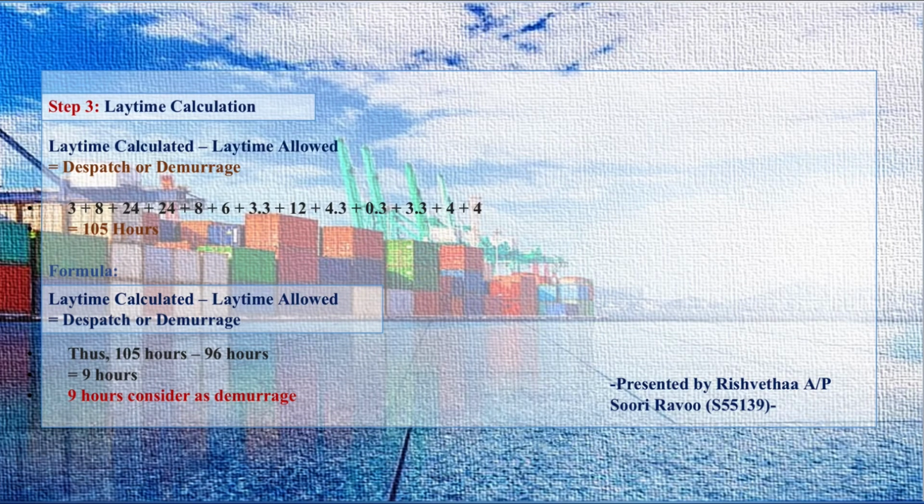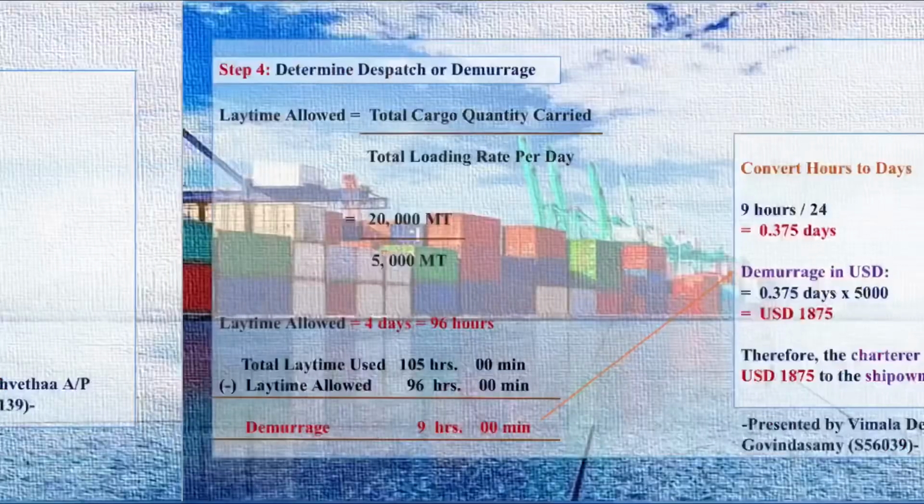After preparing the late time sheets, we can calculate the late time by adding all the time used, which totals to 105 hours. Next, we calculate the demurrage or dispatch. For that, we use the formula given and subtract the total late time calculated, which is 105 hours, with late time allowed, which is 96 hours. We will get a total of 9 hours. And because the late time calculated is higher than late time allowed, the 9 hours will be considered as demurrage. That is all for the third step.